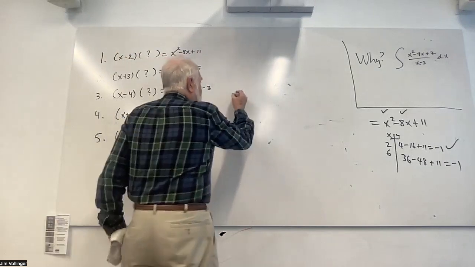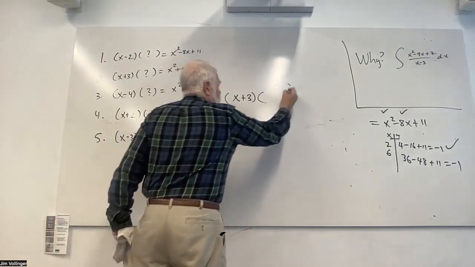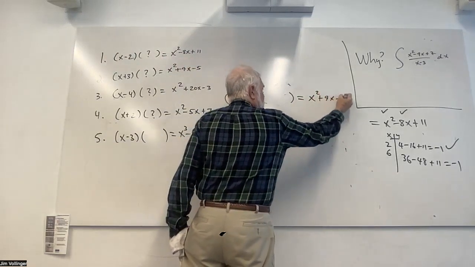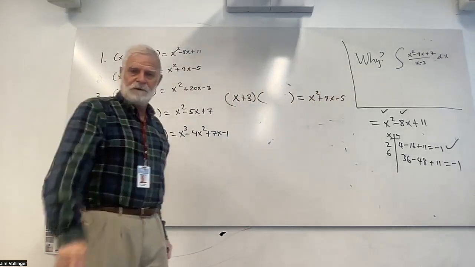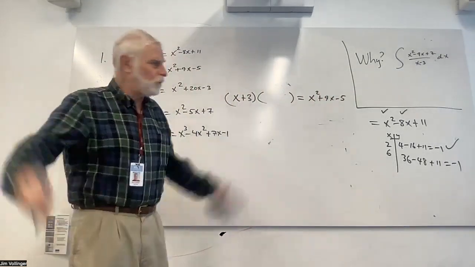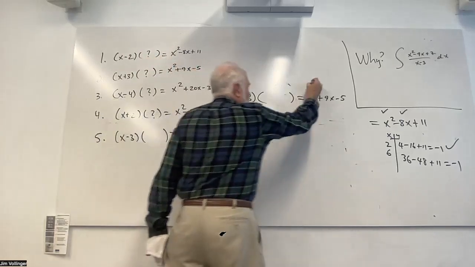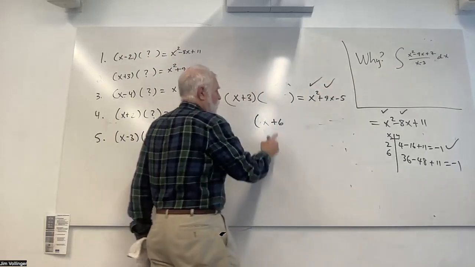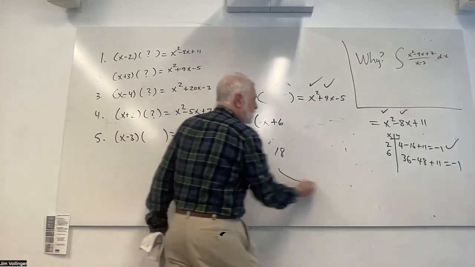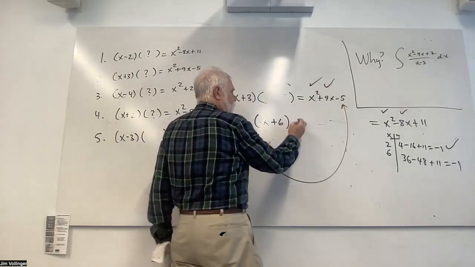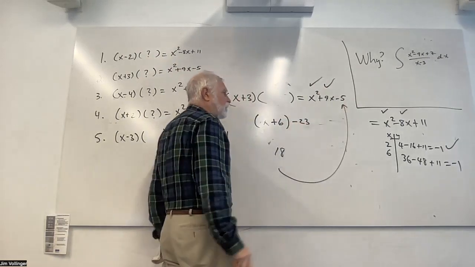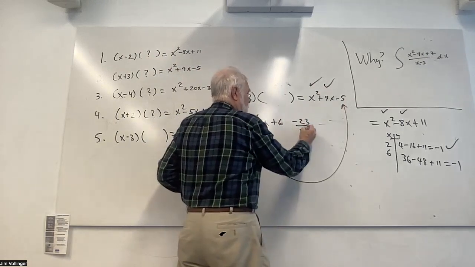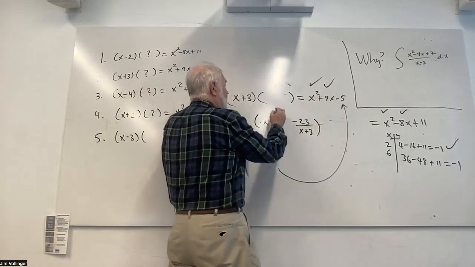Next one. X plus 3 times what equals x squared plus 9x minus 5? Now you're trying it. You're stopping the video and you're giving it a go. I'm just gonna do it real quick. I need an x to get x squared, positive 3 to get to 9, I need a plus 6 to get to 9x. Right now, 6 times 3 is 18. I gotta get to minus 5. I can either put the remainder of minus 23 outside, or I can move it inside and divide by x plus 3. And that is my answer.